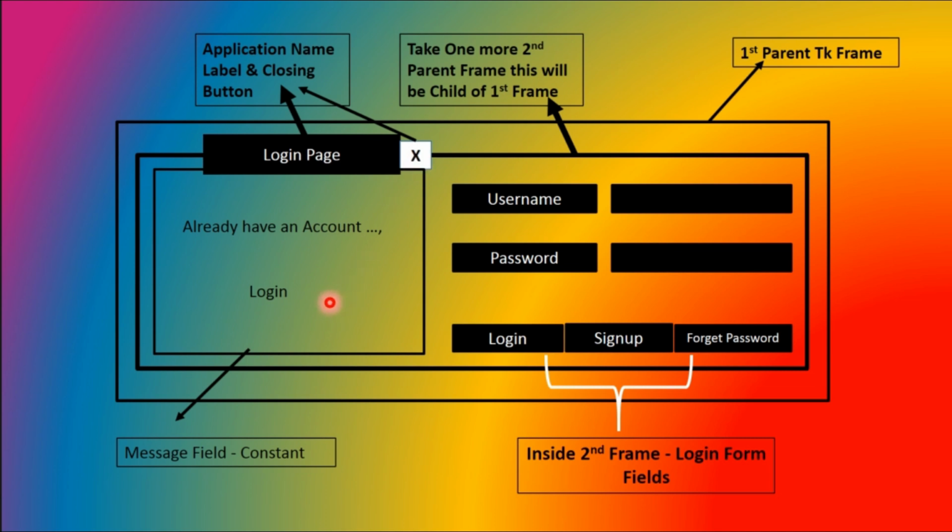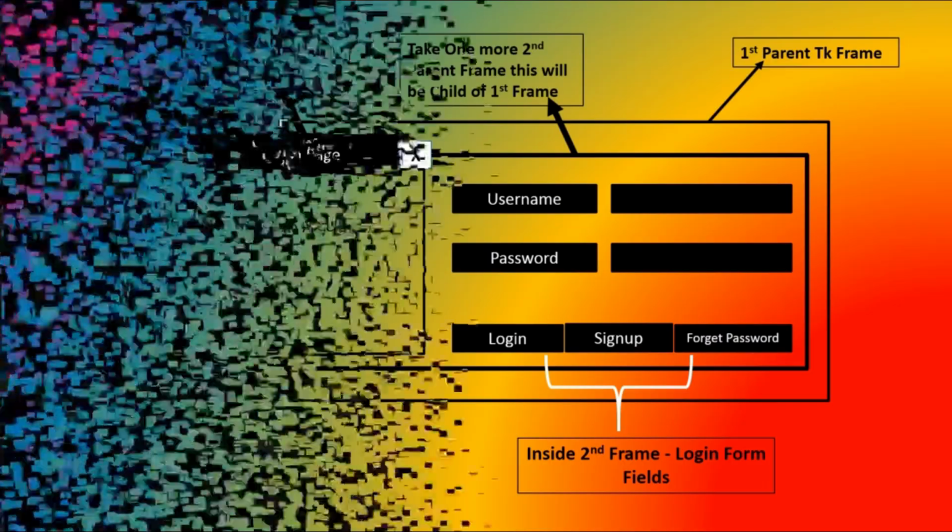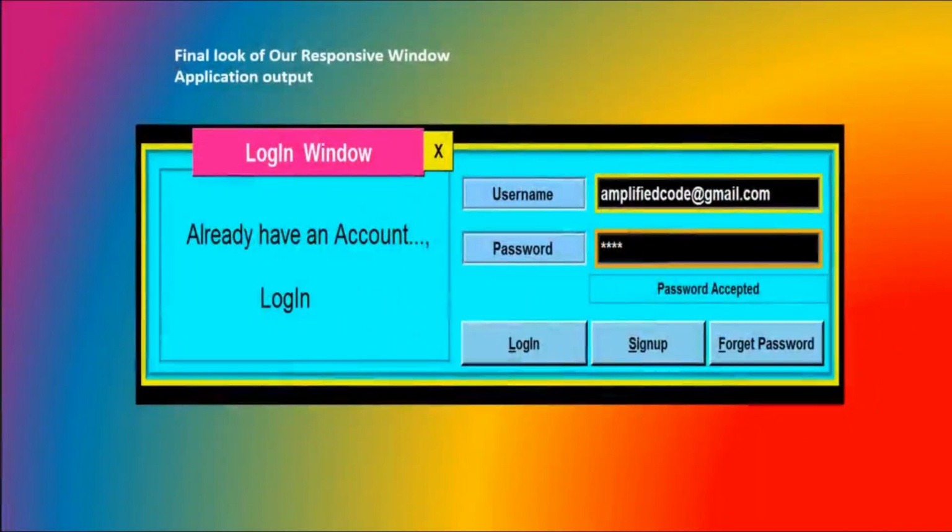We take another label to display a constant message, and two labels to show the names of username and password, and two entry fields to take the inputs from the user. And these three buttons are taken to take the requests from the users. This is our output. For that, we are going to create the solution.